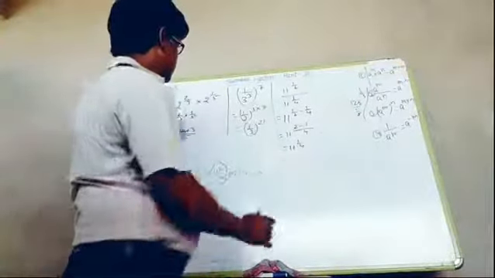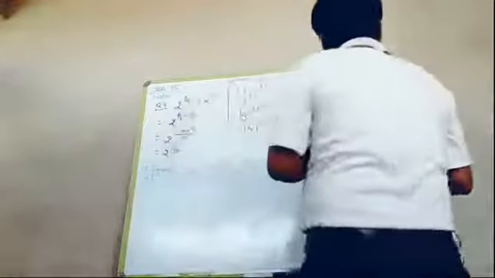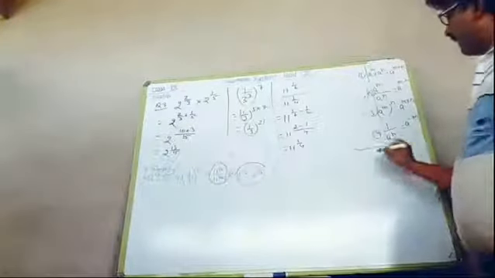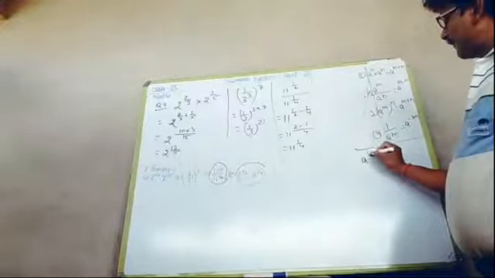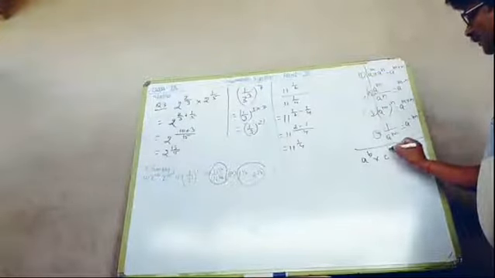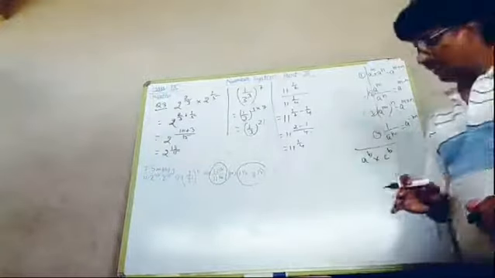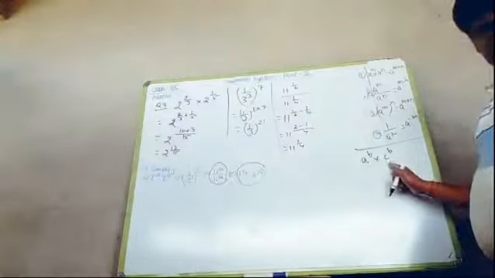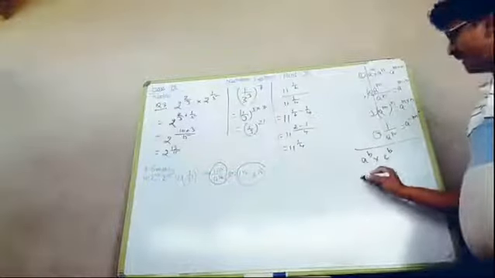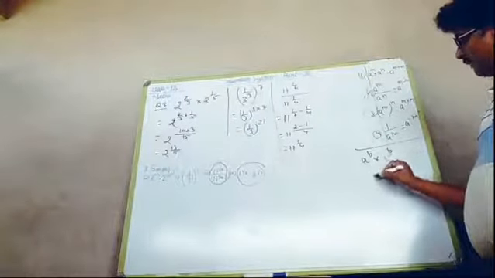Okay, next this question is there, but there is one more law in this question, and that is a is raised to power b into c is raised to power b. But in this, what we are saying, bases are different, but power is same. And when such type of questions are there, in that case, we have to multiply their bases. Means a into c, and power will be common.